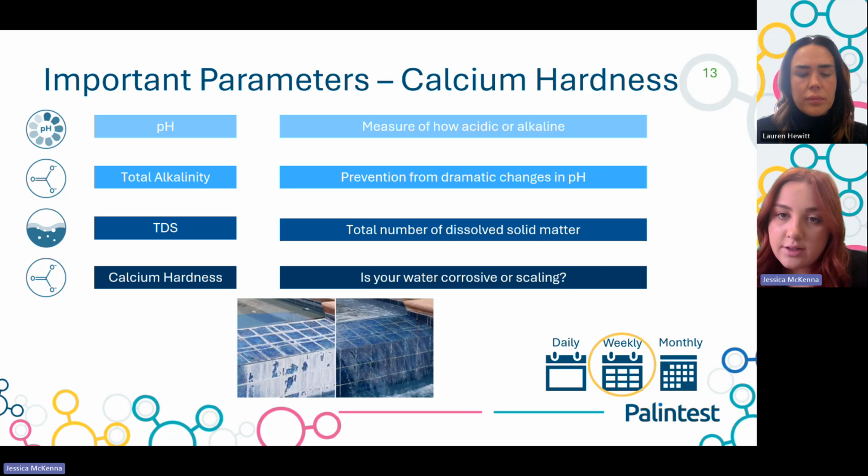Looking at calcium hardness, in areas with low calcium levels, the water will start to erode the pool surrounding the grout. If there's too much, the water will scale, leaving the white deposits. We recommend that you maintain your calcium hardness levels between 80 to 200 milligrams per litre, and this should also be measured weekly as a minimum.